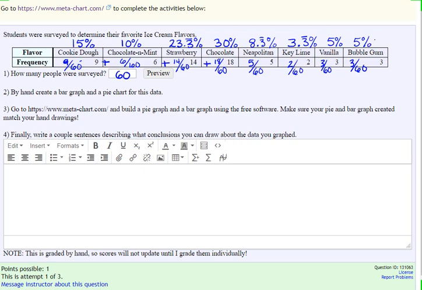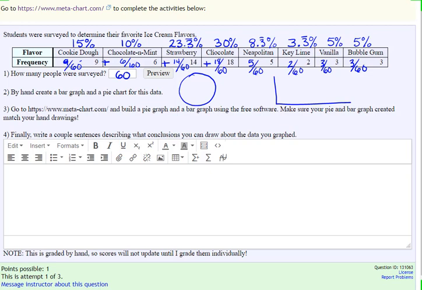Now from here, I need to figure out how I'm going to draw my different graphs. I need a circle graph or a pie graph, and I also need a bar graph. And this would probably be much easier to do if we were on graph paper. So I would encourage you to do this on graph paper if you have it. Now I'm going to go through here and I'm going to look at my percentages.